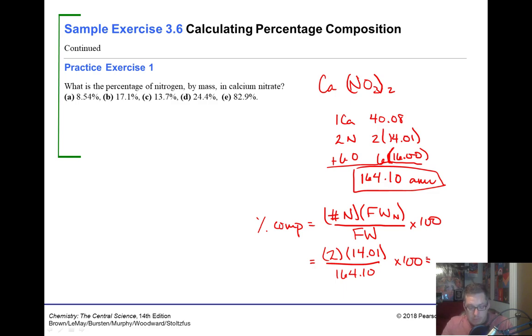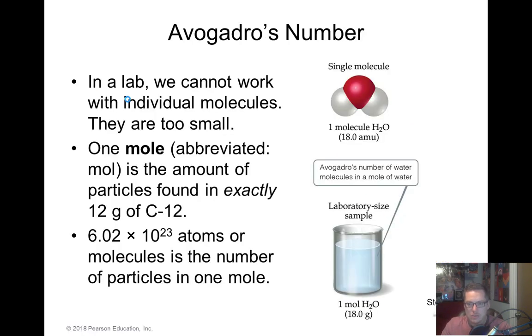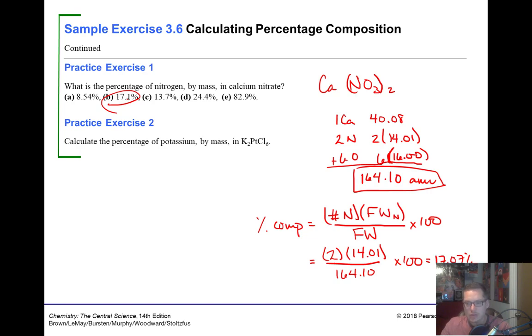So we say 28.02 divided by 164.1 times 100. I got 17.07%. So B. There you go. Cool, so that's about it for calculating percentages. You can certainly do those other ones for practice problems, but they're really pretty easy.